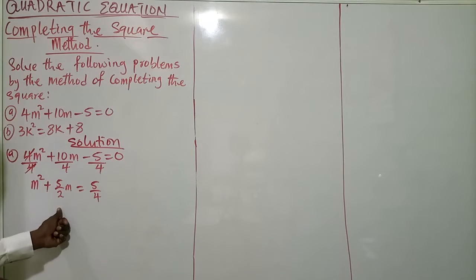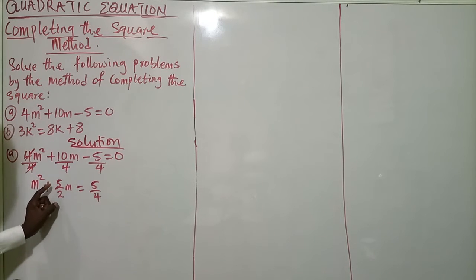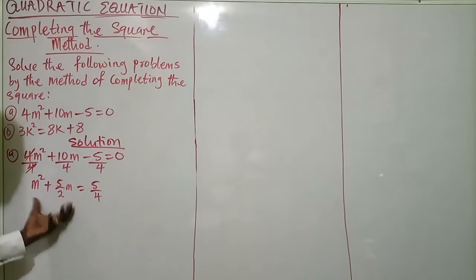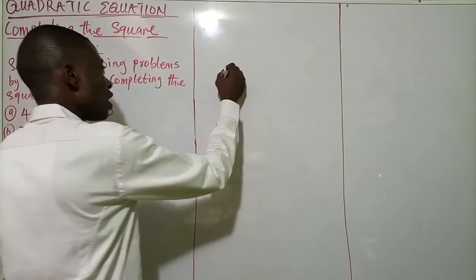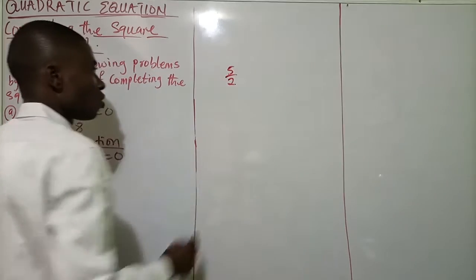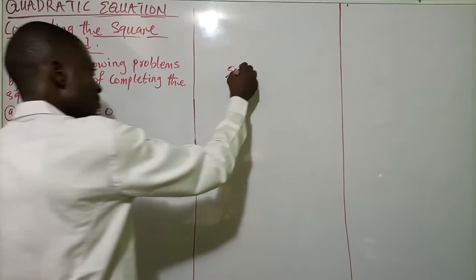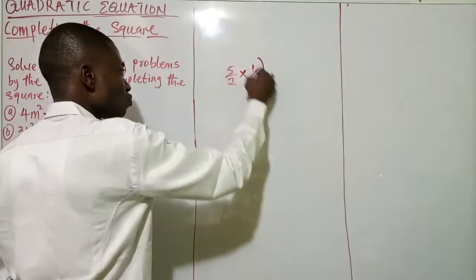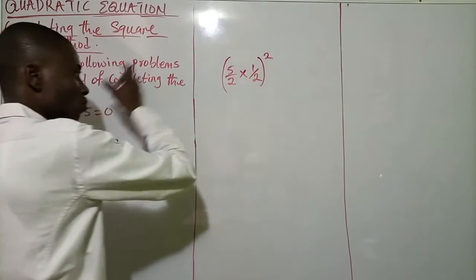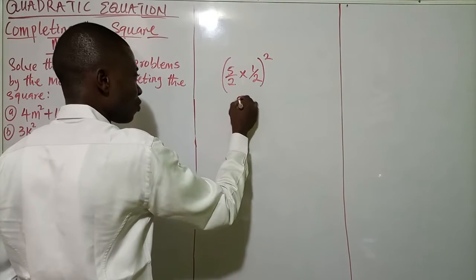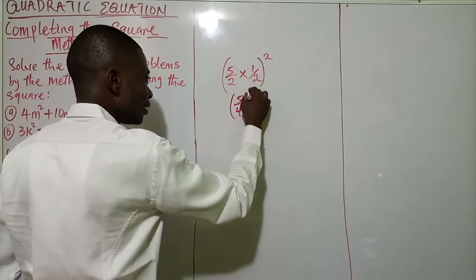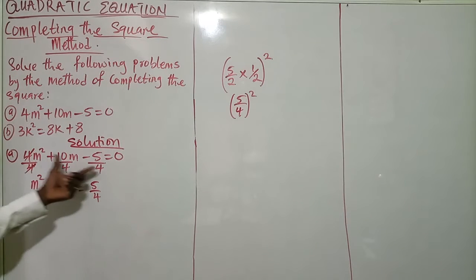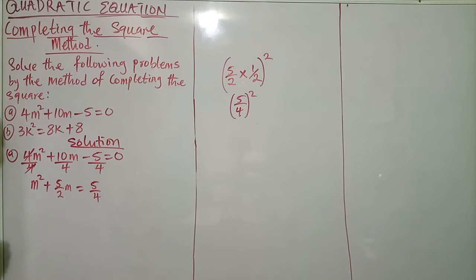Now remember, we have reduced the coefficient of m squared to 1. Remember what I said in the second step? We are going to halve the coefficient of m, square it, and then add it to this side and this side. The coefficient of m is 5 over 2. What do I say you do? Half it. That means multiply it by 1/2. Then you square your answer and add it to both sides. So this is 5 over 4 squared, and I am going to add it to both sides of the equation.